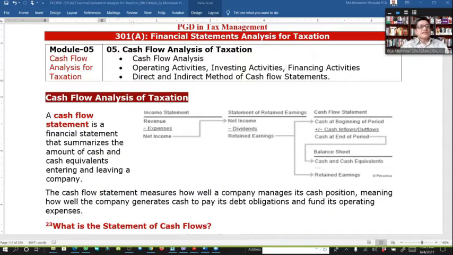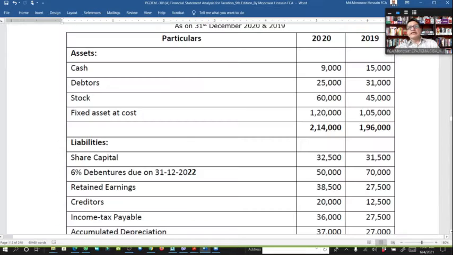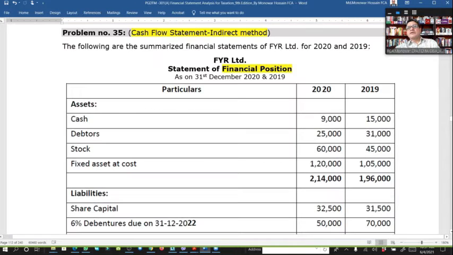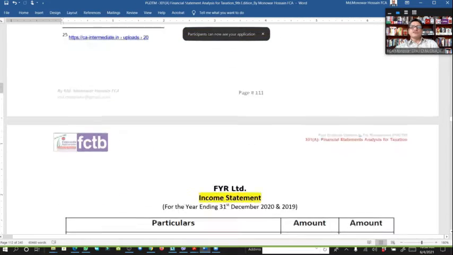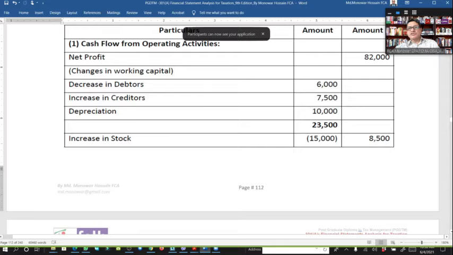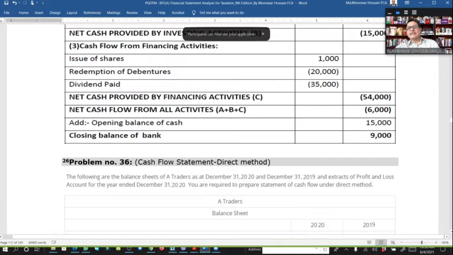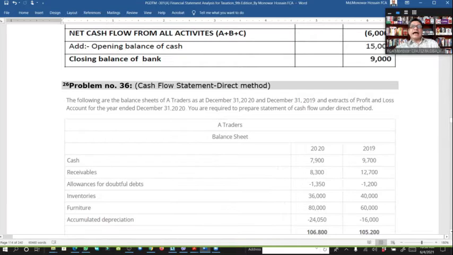So today we'll discuss a few things: cash flow analysis for taxation. In the year 19, the closing cash balance was 15,000, but in 20 the closing balance is 9,000. So this 15,000 to 9,000 change is the cash flow. And if we see another one, the direct method. Previously we have seen the indirect method, now the direct method.